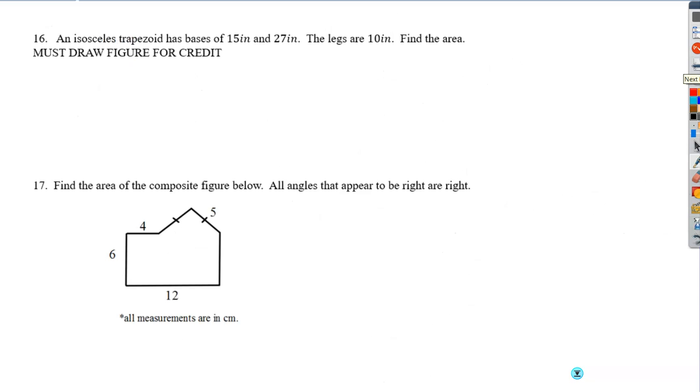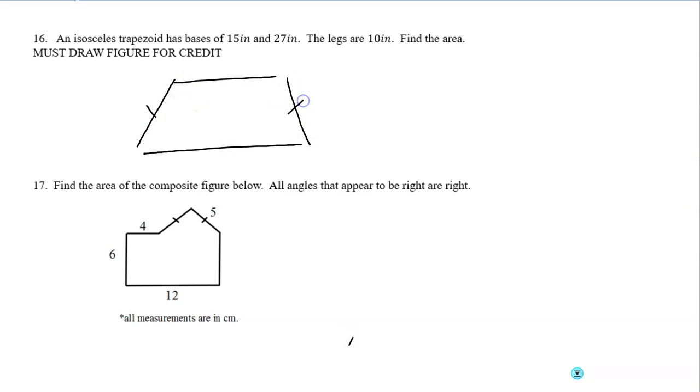All right, 16, these are our last two. An isosceles trapezoid. Okay, so we know it's isosceles. These two guys are the same. The bases are 15 and 27, and the legs are 10. Find the area. Okay, isosceles trapezoid, drop both altitudes, bam, bam, on the edges. This side immediately brings that 15 down. And so 27 minus 15 gives me 12, so that makes each of these 6.